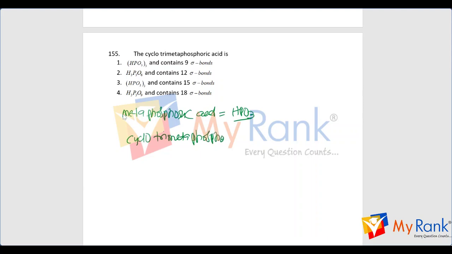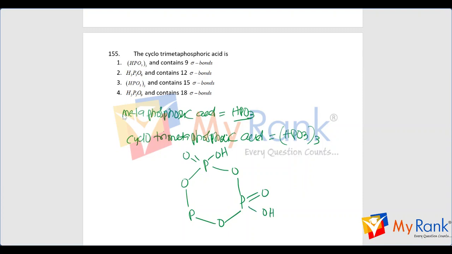Cyclotrimetaphosphoric acid. Cyclic trimetaphosphoric acid means HPO3 taken thrice, it is a trimer. Therefore, what do you get here? For the structure of this one you have to write P, O, P, O, P, like this. And the next ones are double bond O, OH, double bond O, OH, double bond O and OH.